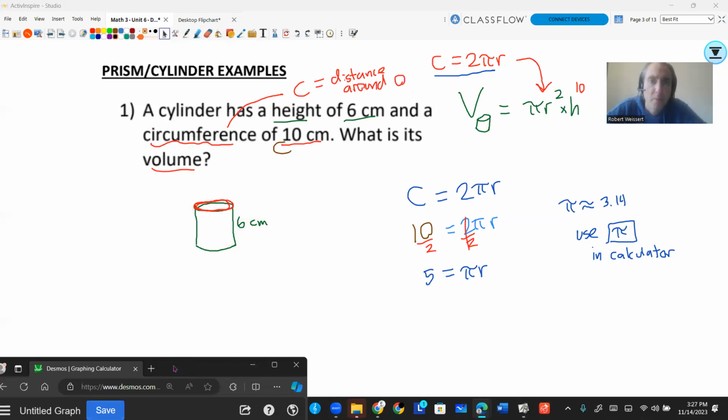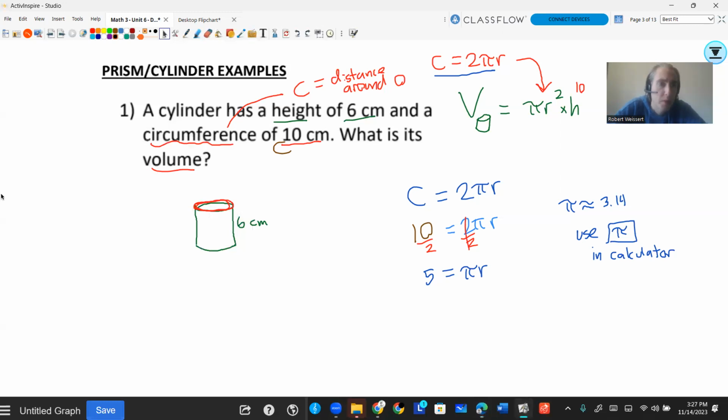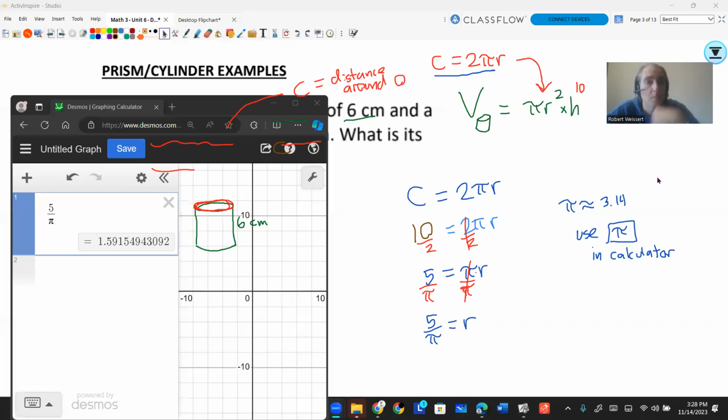So now what we're going to do from there is set that up and solve for the radius. What we want to do next is get rid of that pi next to the r, because remember, this is pi times r. So we're going to undo that times by dividing. We divide by pi and divide by pi, and your radius is going to be 5 divided by pi. Throw that into your calculator, 5 divided by pi, and that'll tell you what your radius is. It's approximately 1.5915, so I'll just say 1.59 to make it easy.